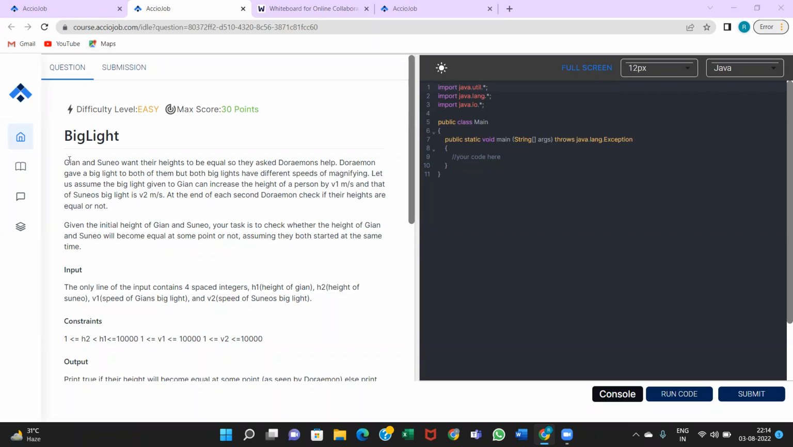So, what's the problem saying, that Jian and Sunyo want their heights to be equal? Zoom out the... okay, just a second. Let me do that. Where's the option? Is my voice clear to all of you?